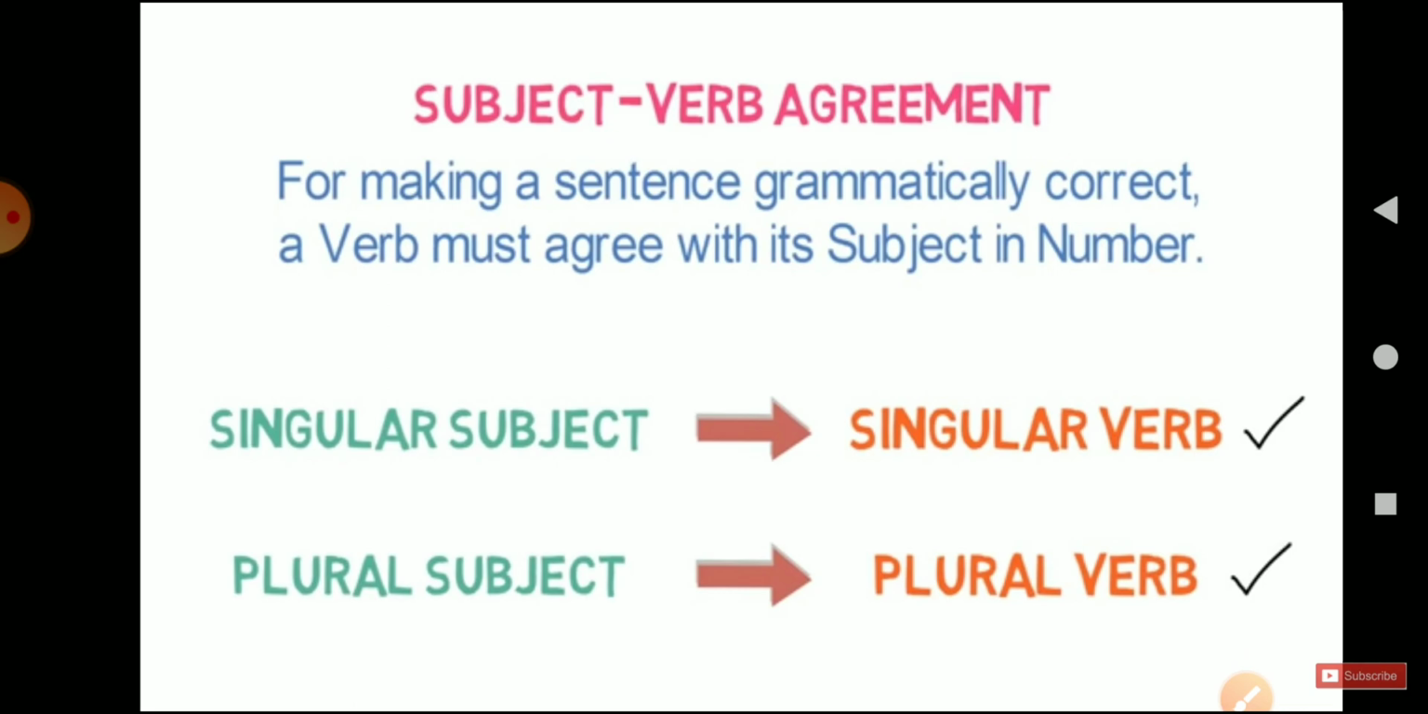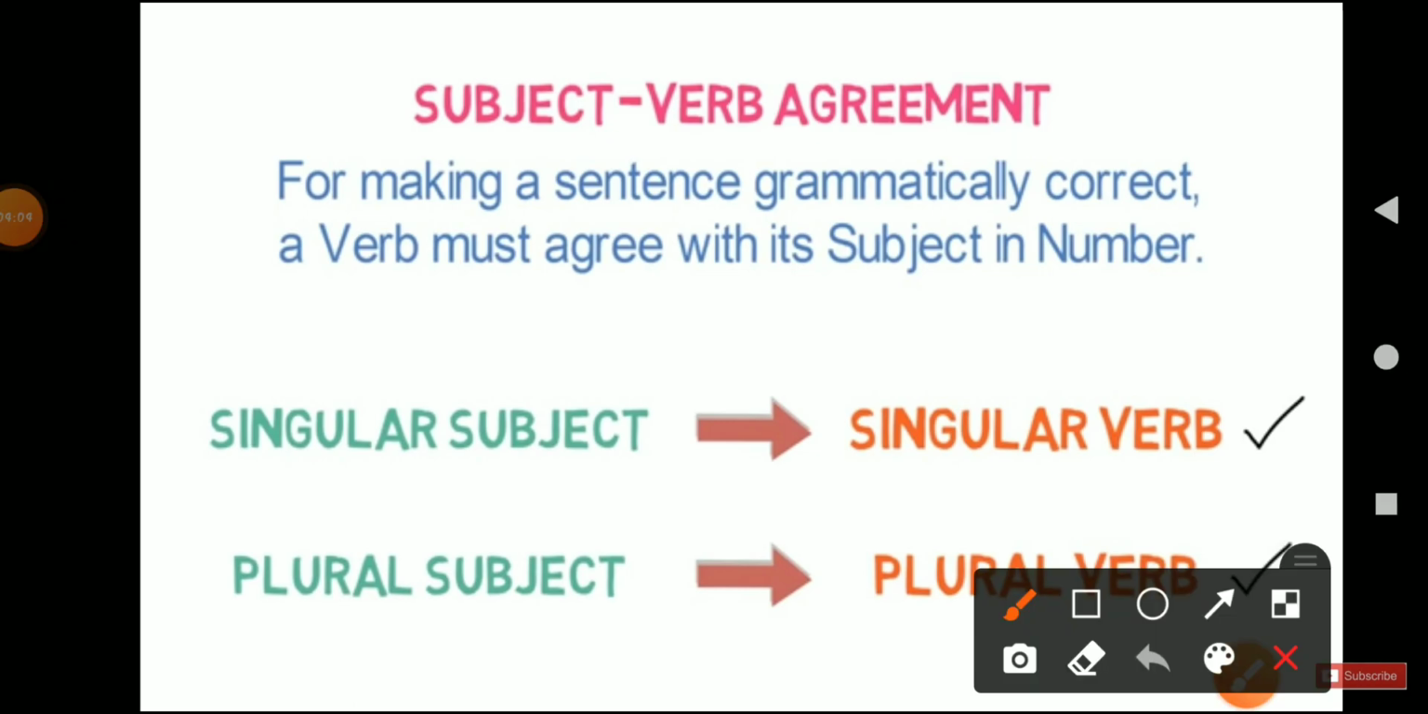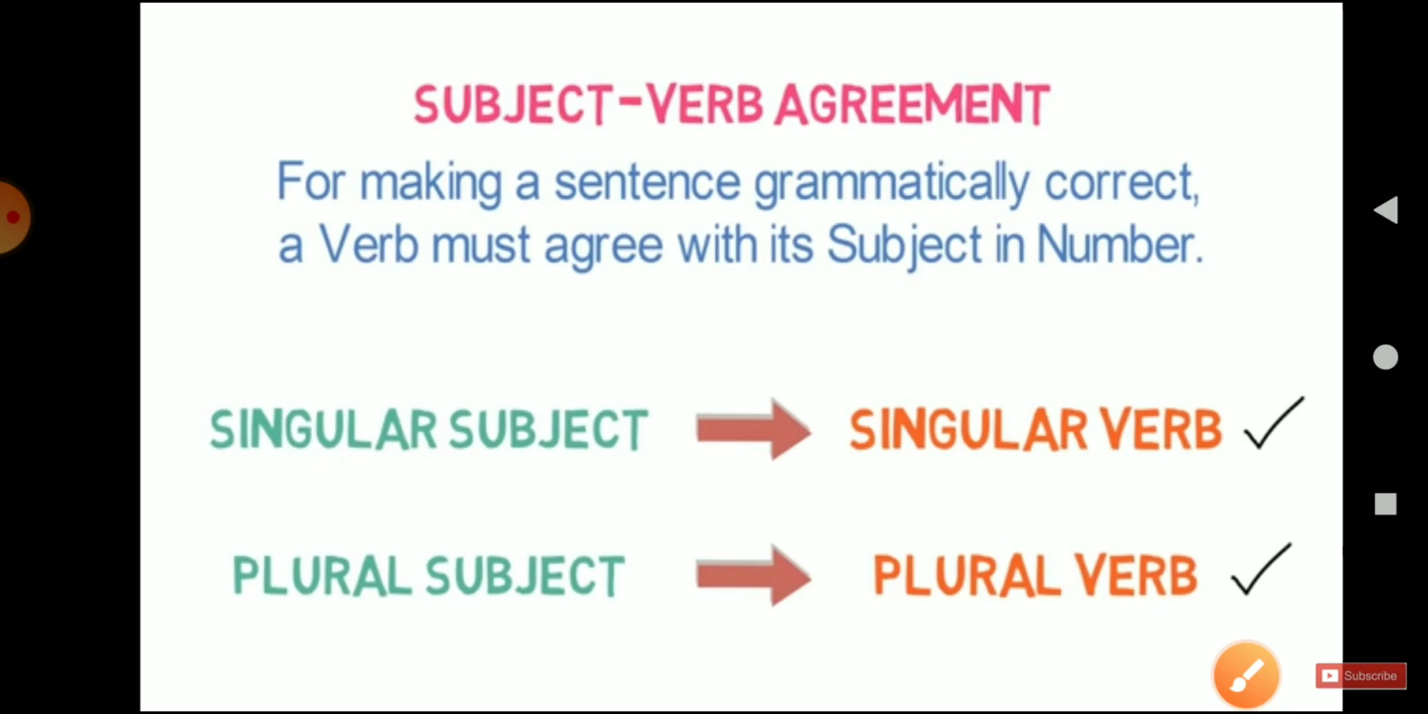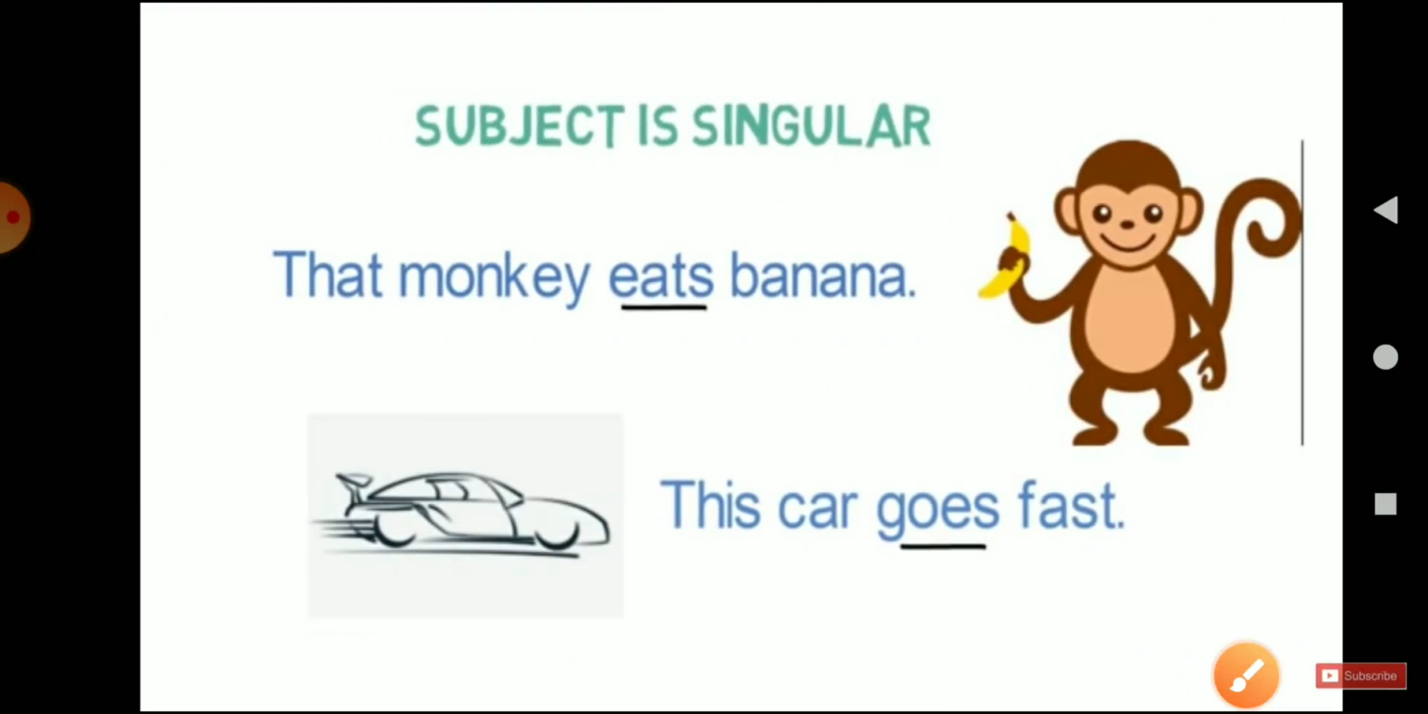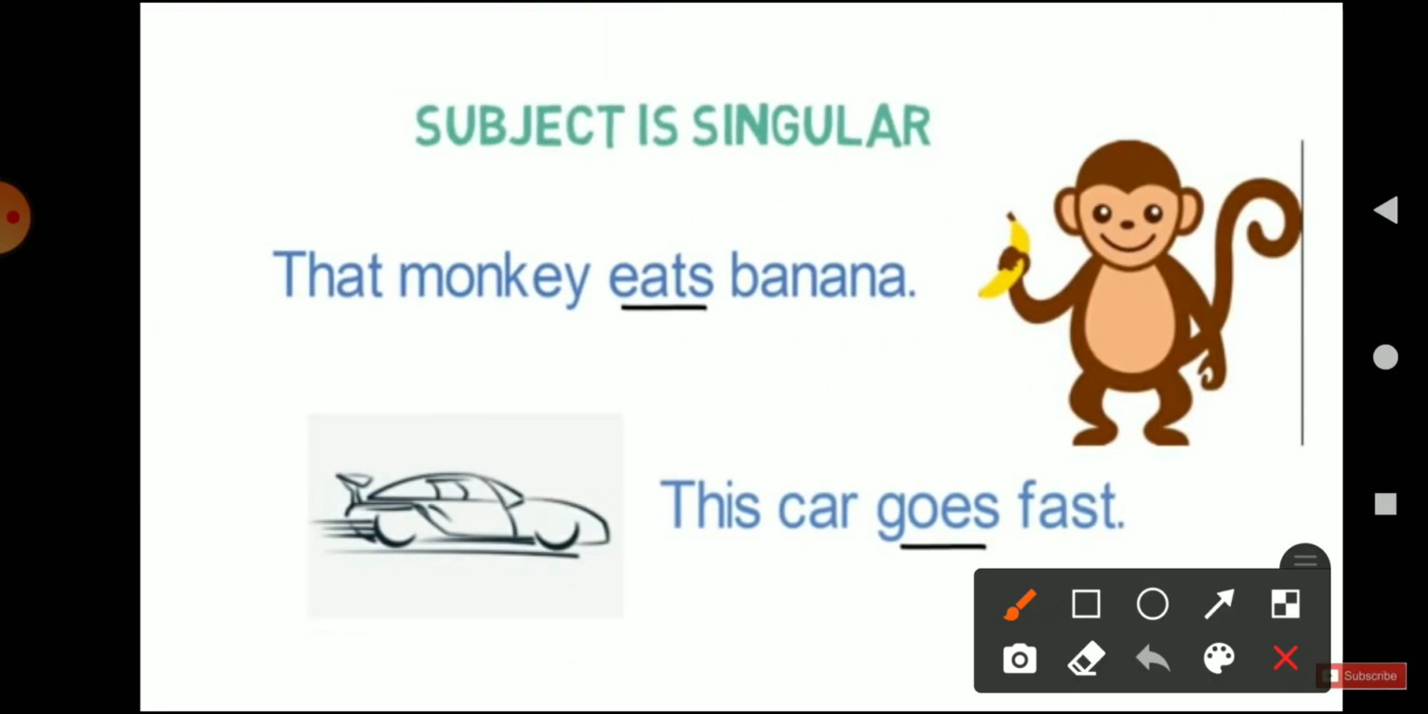Now moving further, children, let us see. Hold on to this idea: a singular subject must have a singular verb and a plural subject must have a plural verb, for the third person only. Now let us see a few examples to understand it better. If the subject is singular: the monkey eats banana. Because the monkey is in singular form, we have used eats, which is the singular verb.